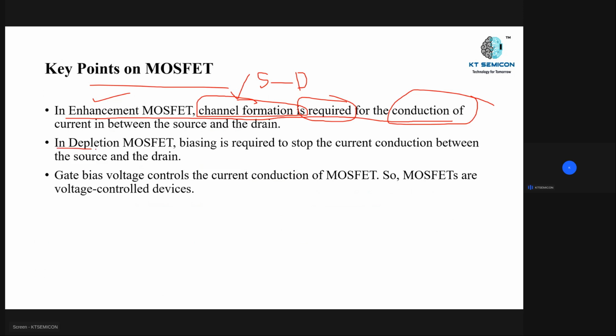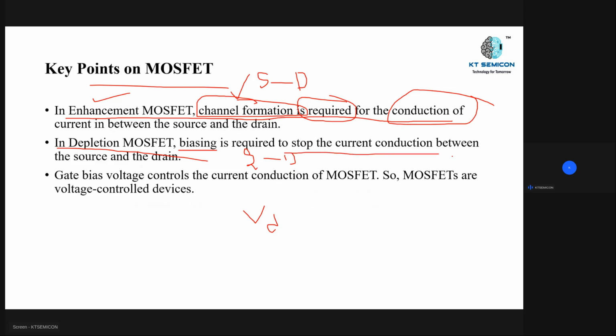And in depletion MOSFET, what happens here? Already a channel is created between the source and drain. We already have a conducting channel. In depletion MOSFET, what we need to do is just control the current. Whenever we apply the VD voltage at the drain terminal, my conduction increases. Why? Because we already have one conducting channel between my source and drain. That's why what is required here is that we need to bias it. Biasing is required to stop the current, right?